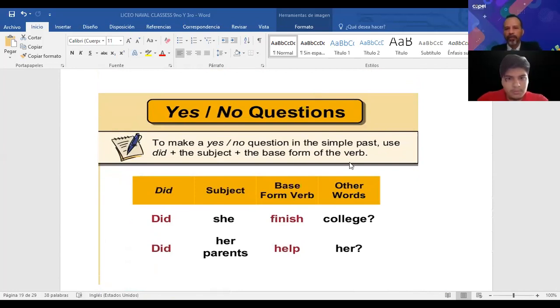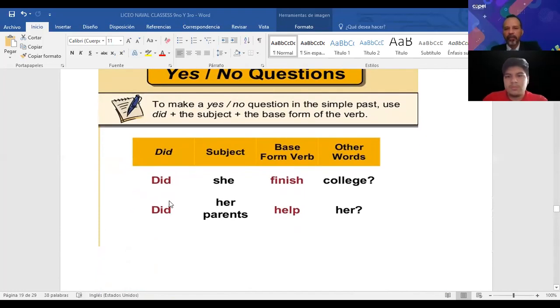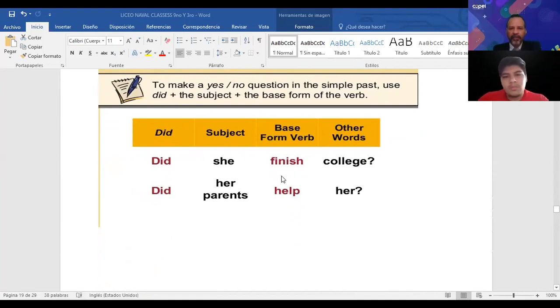To make a yes/no question in the past, use did plus the subject and the base form of the verb. Did she finish college? Did her parents help her? Yes, she did. No, she didn't. Did her parents help her? Yes, they did. No, they didn't. You see? For the question, the verb is in present.